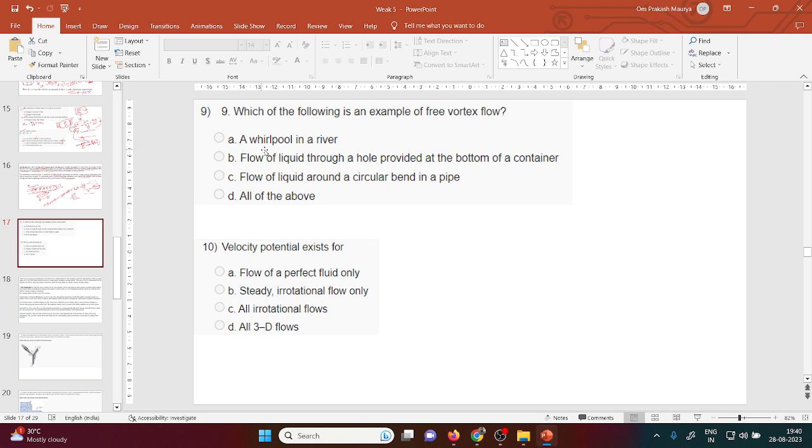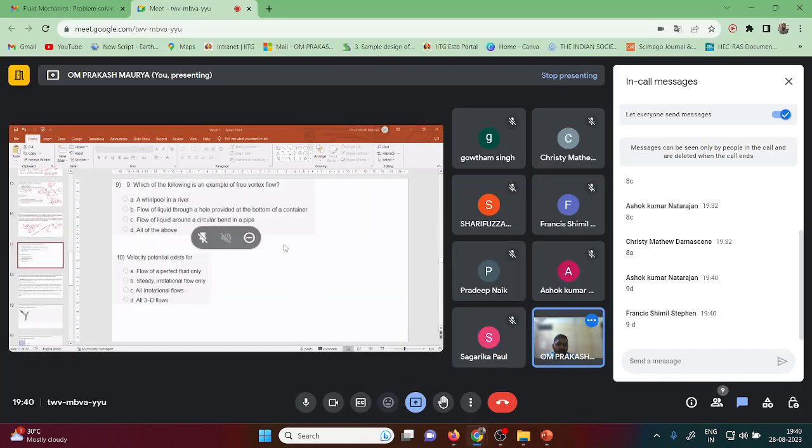Which of the following is an example of free vortex flow? The options given: option A, a whirlpool in the river. Option B, the flow of liquid through a hole provided at the bottom of a container. Option C, the flow of liquid around a circular bend in a pipe. Option D, all of the above. Francis and Ashok are telling that for question number 9, option D is correct. Okay. Sharif and Pradeep are also telling option D.